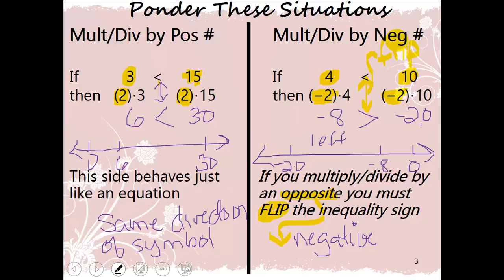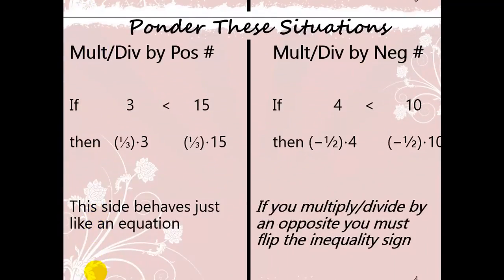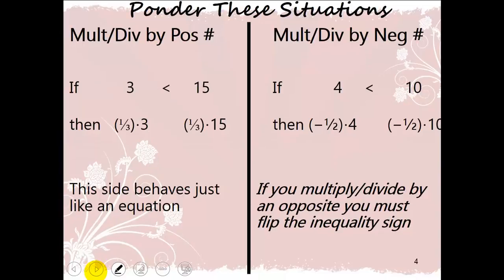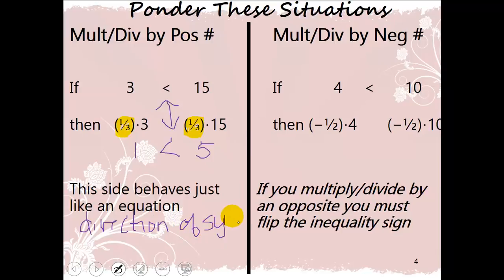All right. Let's ponder this next situation. Again, I'm starting with 3 is less than 15. We already established that's true. What happens if I multiply both sides by 1/3? It's a positive 1/3. What's 1/3 times 3? Well, anytime you multiply reciprocals together, you get 1. 1/3 times 15 is 1 times 15 divided by 3. That's 5. Would you say that 1 is less than 5? Notice that the direction of the symbol stays the same.